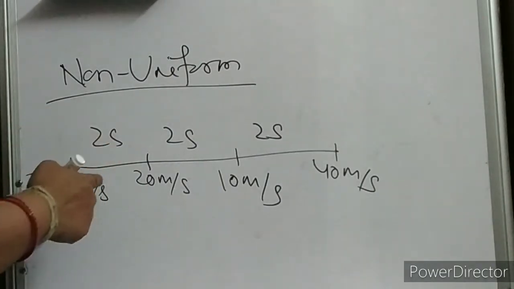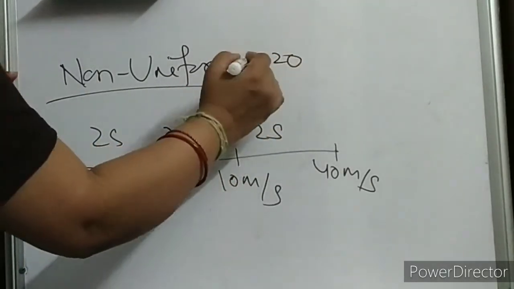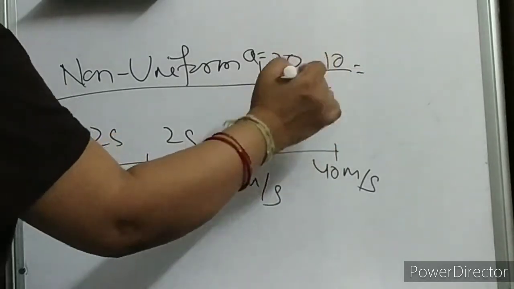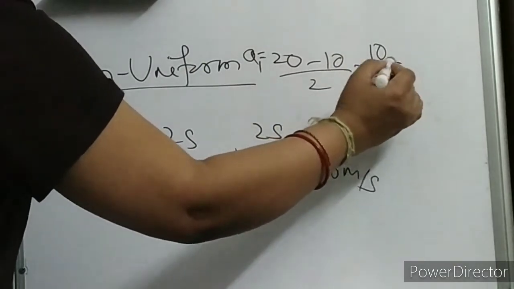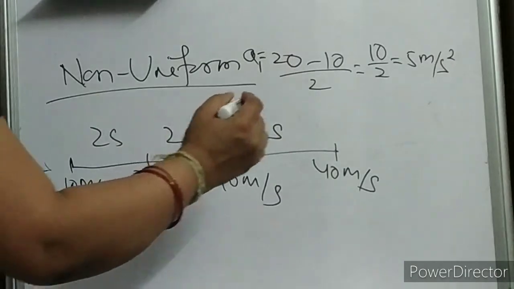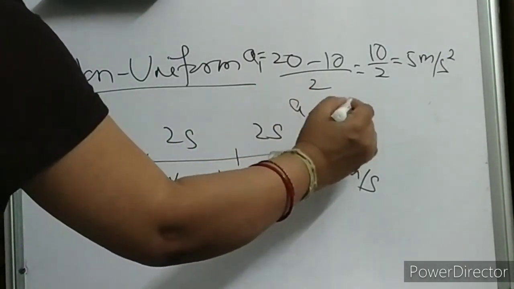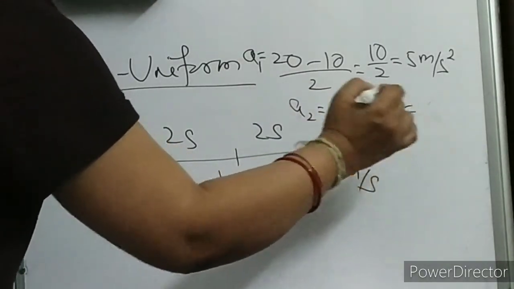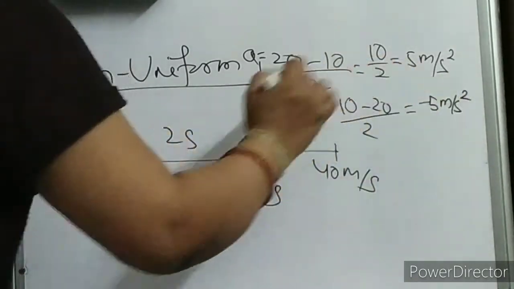What is the acceleration over here? Tell me. 20 minus 10 in first case, 20 minus 10 by 2. How much? This is 10 by 2. We will say 5 meter per second square, children. Now in this case, A2. A2 will be how much? 10 minus 20, 10 minus 20 by 2. So it will be minus 10 by 2.